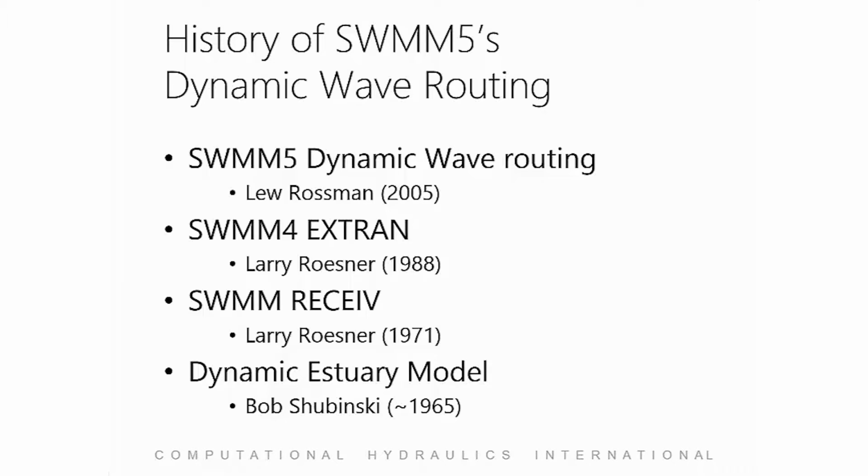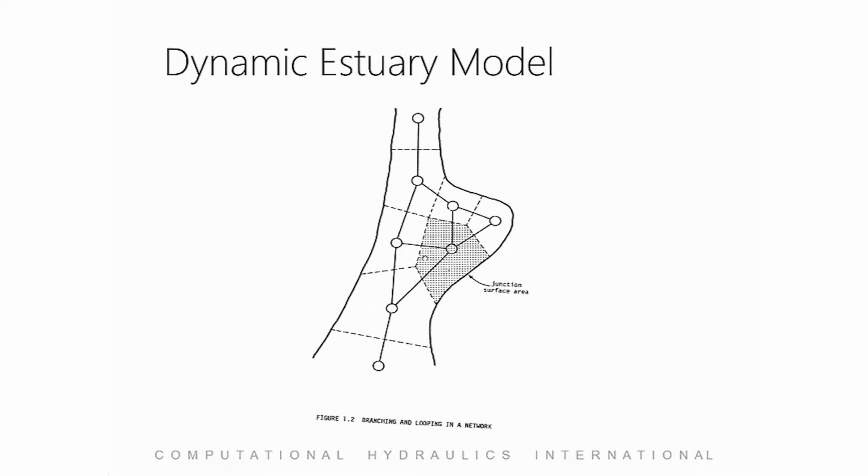Okay, so a little bit about the history of SWMM5's dynamic wave routing. It started in 1965 with Bob Shubinski, who created the Dynamic Estuary Model. From there, in 1971, Larry Roesner took over with SWMM Receive. In 1988, Larry Roesner developed SWMM4 Extran, and in 2005, Lew Rossman took over and created the SWMM5 dynamic wave routing model, which is what we use now, and it's used in PCSWMM. What a lot of people don't realize about the Dynamic Estuary Model was it was intended to be a 2D model. However, due to computational limitations, this was probably the largest 2D model they could develop at that particular time.